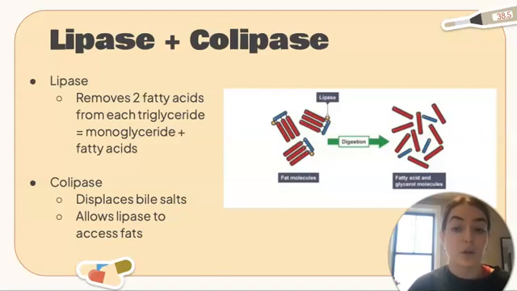The bile salt coating, however, can complicate digestion because lipase is unable to penetrate the bile salts. Therefore, digestion of fats also requires something called colipase, which is a protein cofactor secreted by the pancreas. Colipase displaces some bile salts, which allows lipase to then access the fats inside the bile salt coating.